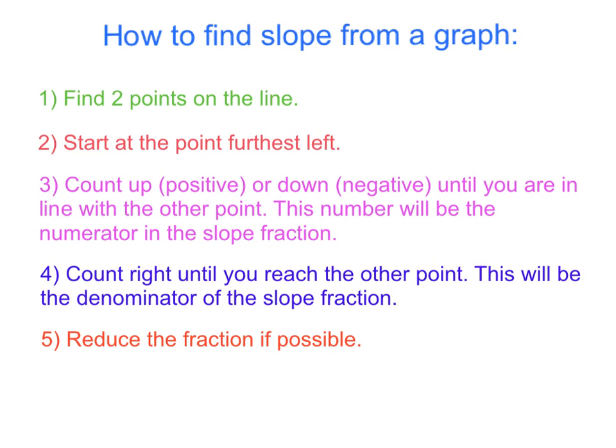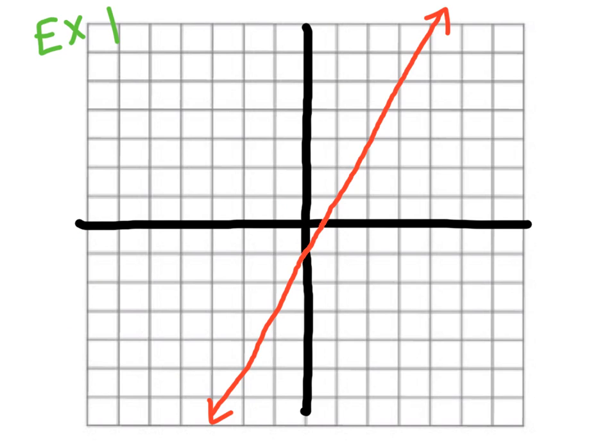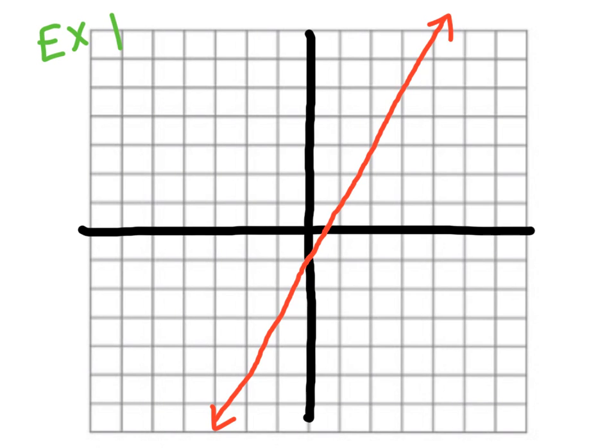Let's check out a couple of examples. So here we have example number 1. We have our coordinate plane, and we have a line. The first thing we need to do is to find 2 points that sit directly in the line where we could find an ordered pair. So the first one that I see is right here at -1, -3. And the other point looks right here at 2, 3. So we have our 2 ordered pairs.